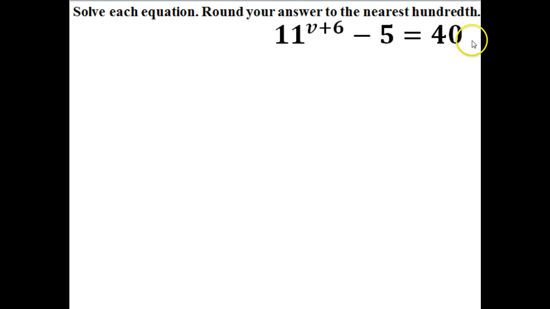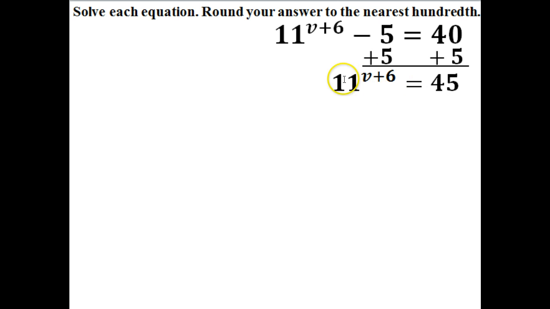So if we want to get rid of it, we can move it to the other side. This is a minus 5, which means we're going to need to add 5 to both sides. So we'll do that now. If I add 5 to both sides, it simplifies here. Now I've got that exponential expression all by itself.